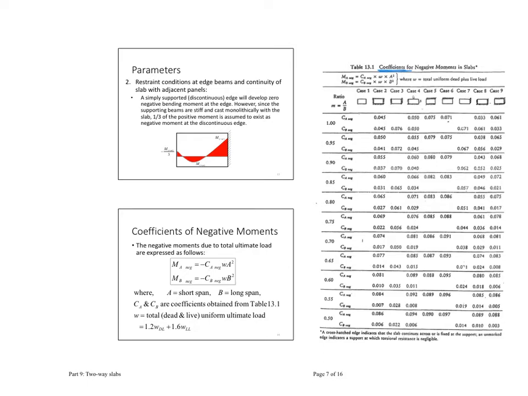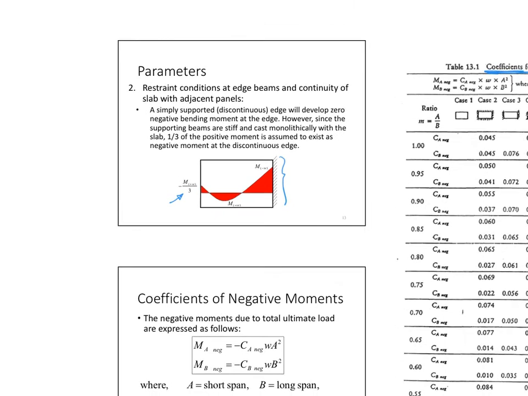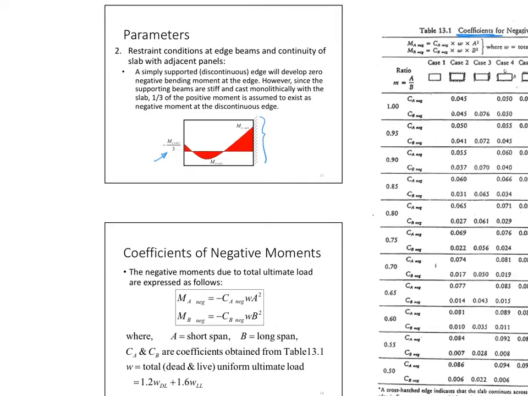Table 13.1 is if you have negative moment. When do we have negative moment? When we have continuous edges. If we don't have continuous edges, then it's only positive moments, and then we take a 1/3 of those positive moments on the discontinuous edges. So let's look at it in a little bit more detail one by one.